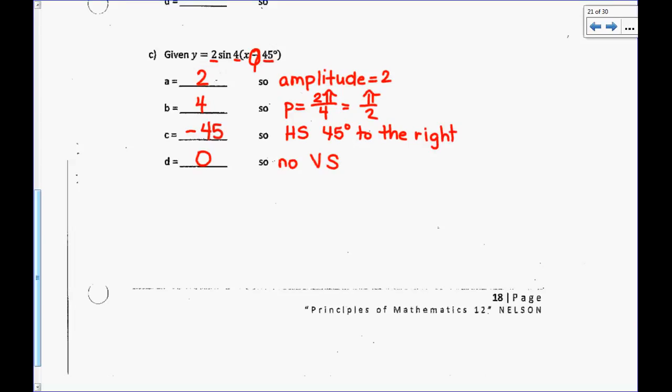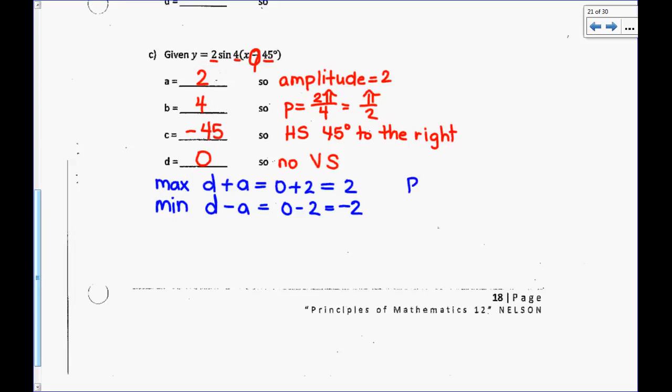All right. And then I hope you also figured out your maximum and minimum points. So remember that the maximum point is the distance from your D, which is your midline, and then you're adding your amplitude to get your maximum point. So D plus A in this case would be 0 plus 2, so the maximum point is at 2. Your minimum point would be your midline minus your amplitude, so it would be 0 minus 2. So your minimum point would be negative 2.